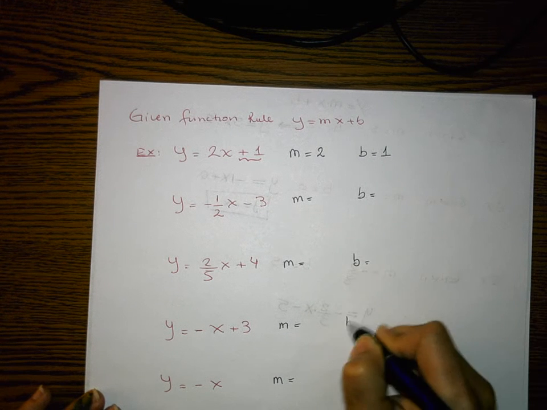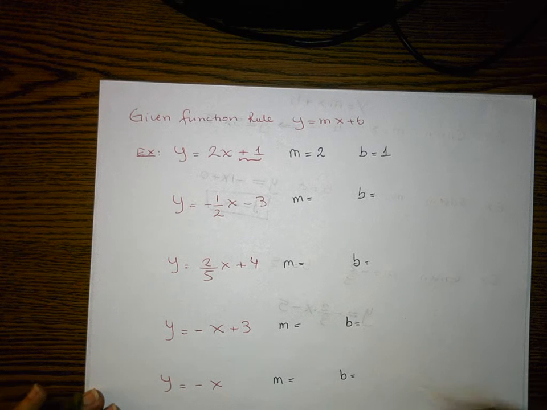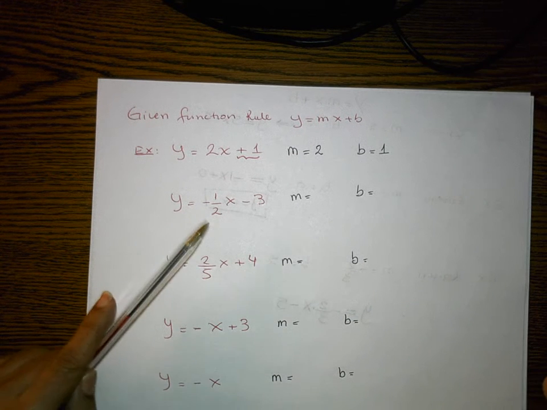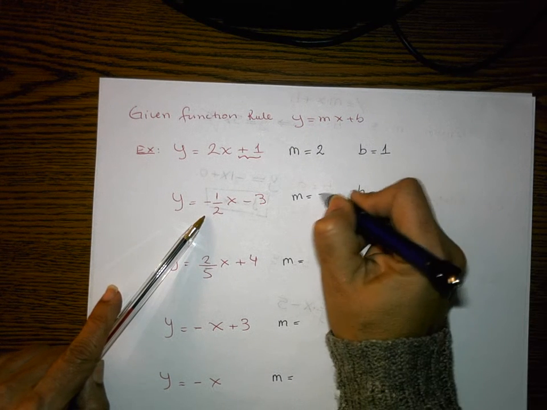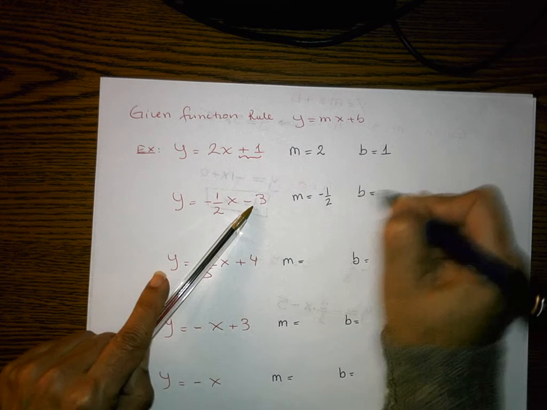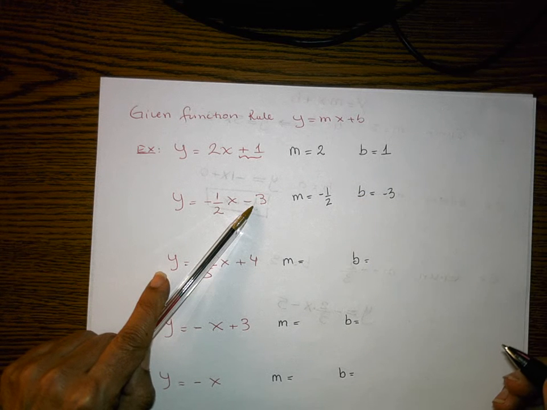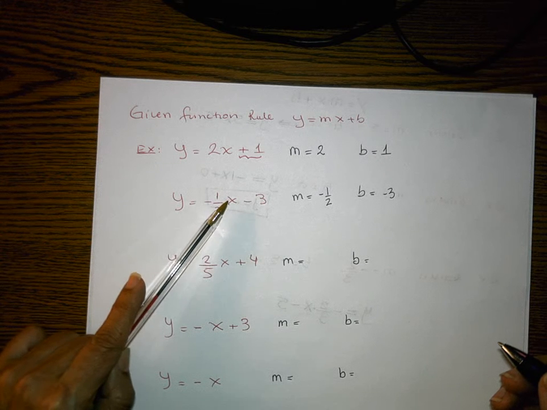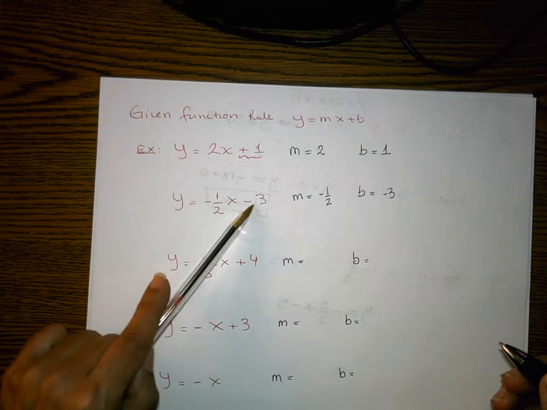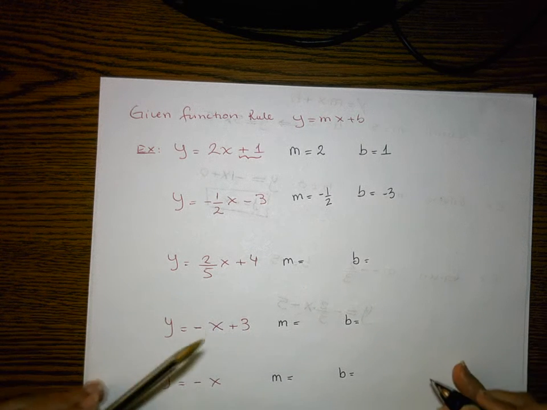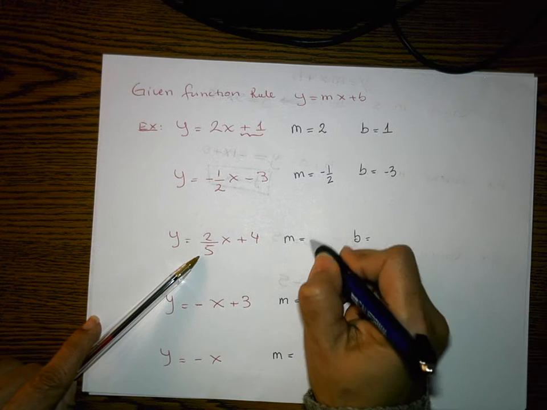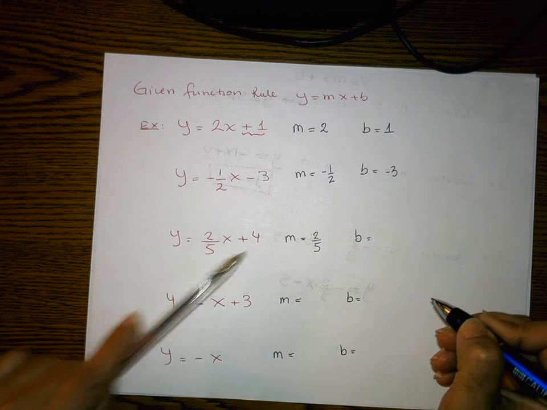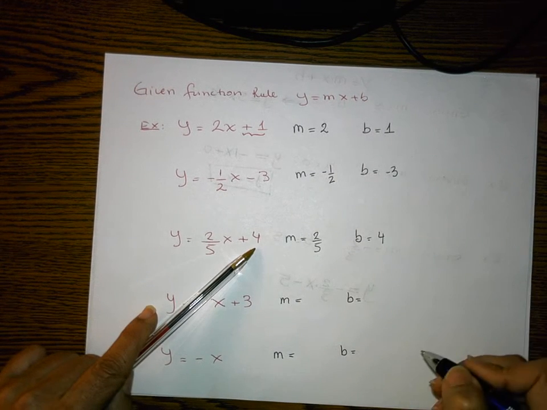So here we go. Let's go through the answers to make sure you got them all correct. So the slope here is -1/2. The y-intercept is -3. Just like it comes in the formula, the number that multiplies the x is the slope, the value in the back is our y-intercept.